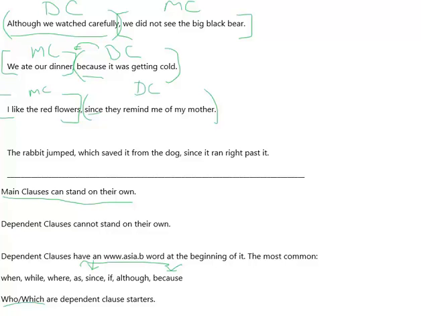All right. The rabbit jumped, which saved it from the dog, since it ran right past it. Now there are 3 clauses in this sentence. Which one is a main clause? The rabbit jumped, or which saved it from the dog, or since it ran right past it? Well, the rabbit jumped is the only one that would make sense if it was by itself. Which saved it from the dog has one of our who-which clauses, and since it ran right past it has one of our AAAWWWUBBIS words in it.